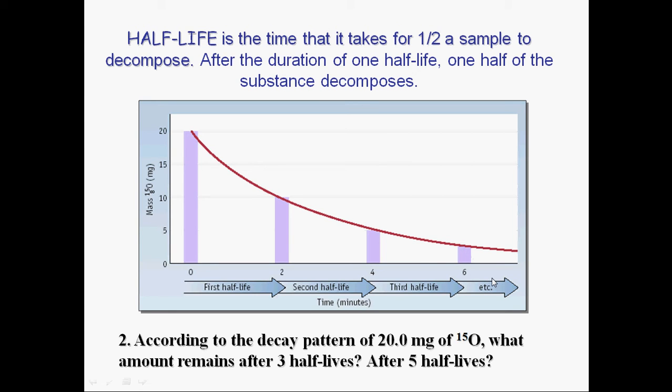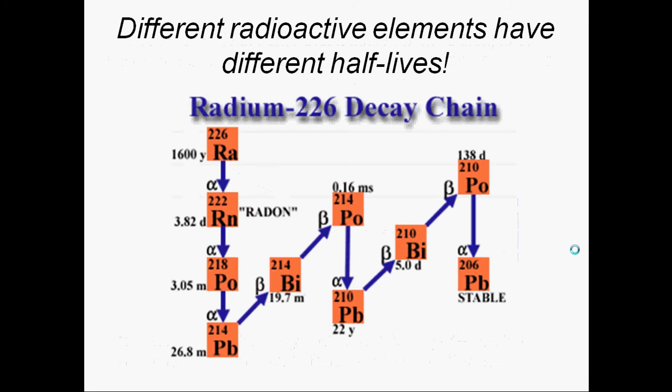From there, we could continue to divide in half for every half-life that goes by, which means that after the fourth half-life, we'd be down to 1.25, and by the fifth half-life, we would be down to 0.625 milligrams. So for every half-life that goes by, we just divide in half again. That's all there is to it.